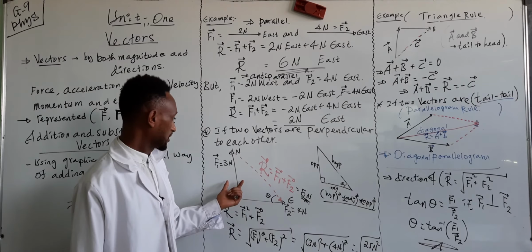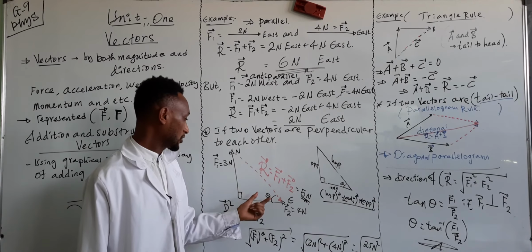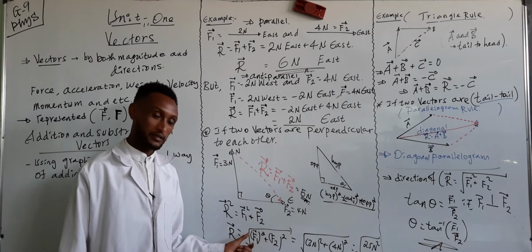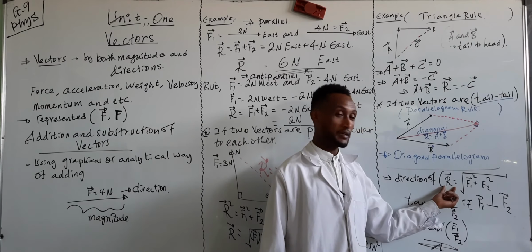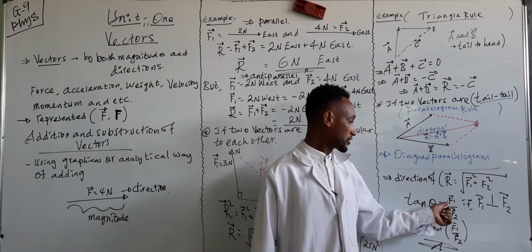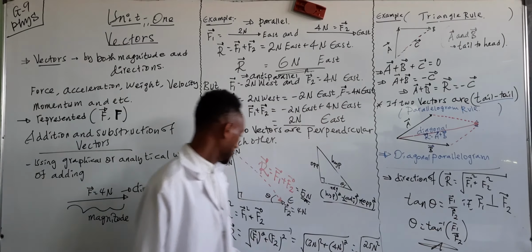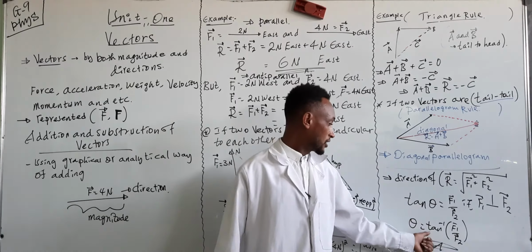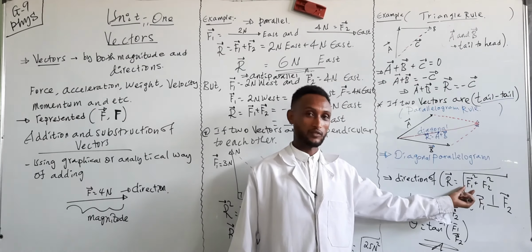If two forces act perpendicular to each other, the resultant force is the square root of F1 squared plus F2 squared. For the direction, use the trigonometry relation: tan theta equals opposite over adjacent. The opposite side of this angle is F1 and the adjacent side is F2, so theta equals tan inverse of F1 over F2. The magnitude is the square root of F1 squared plus F2 squared.